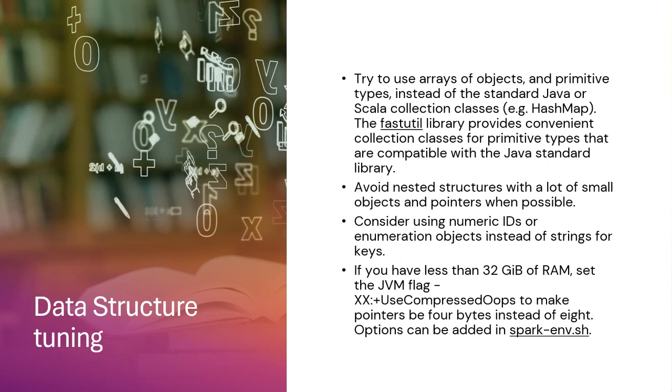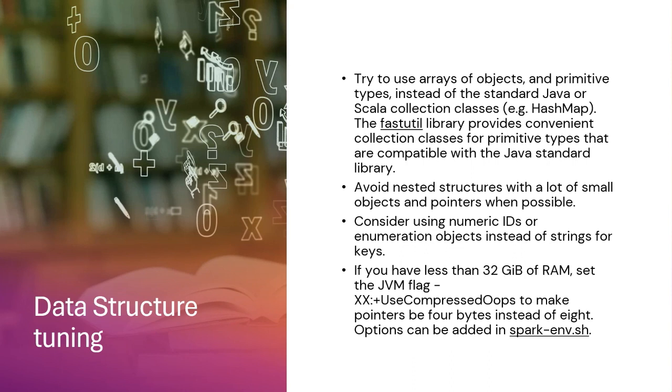Now the other thing is we should avoid nested structures with a lot of small objects and pointers when possible. Of course, if you have nested structures, they are going to take more space. Then we should use numeric IDs instead of enumeration objects, instead of strings for the keys. Numerics are better optimized. If we have less than 32 GB of RAM, then we can set the JVM flag, right, to make the pointers 4 bytes. Java will play with pointers internally, right, if you are using Java.